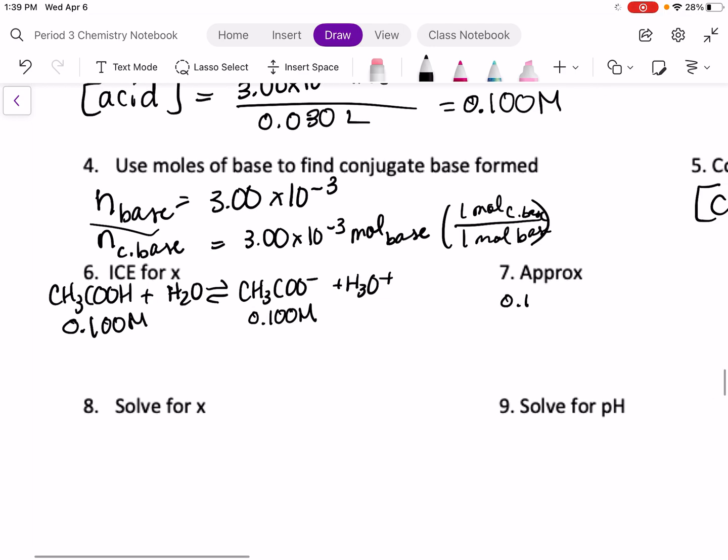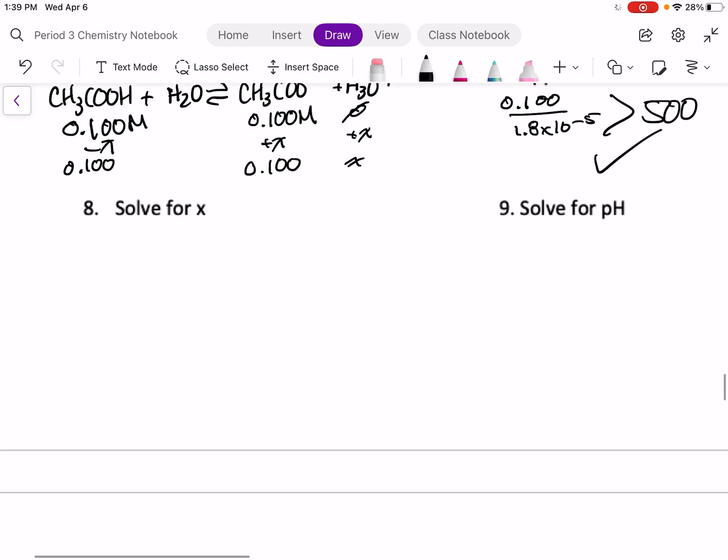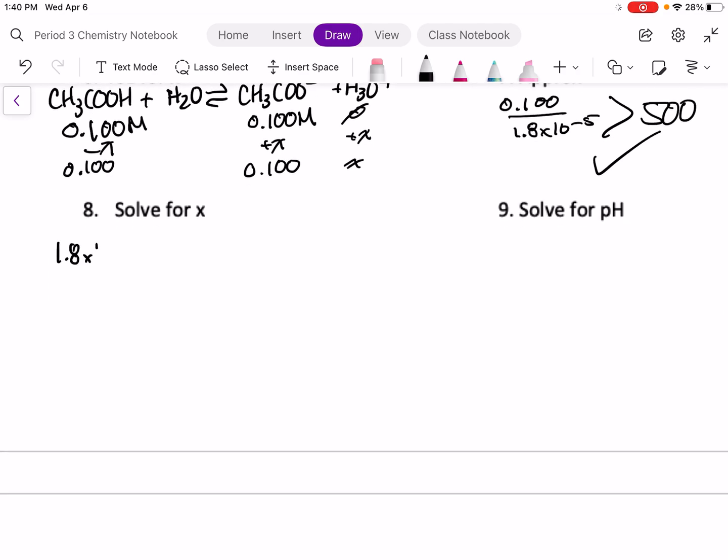We can check the approximation for both of them. Just so happens that they're the same number. It's greater than 500. So at the end, we're going to have minus x, 0.10, plus x, 0.100, plus x, and x. Now we can solve for x. 1.8 times 10 to the negative 5 is equal to 0.100 x over 0.100. I can see that these cancel out. And I have 1.8 times 10 to the negative 5 is equal to x.